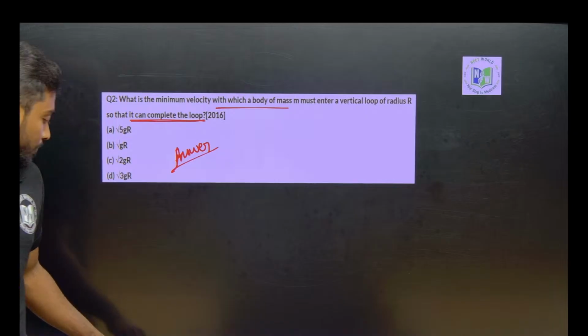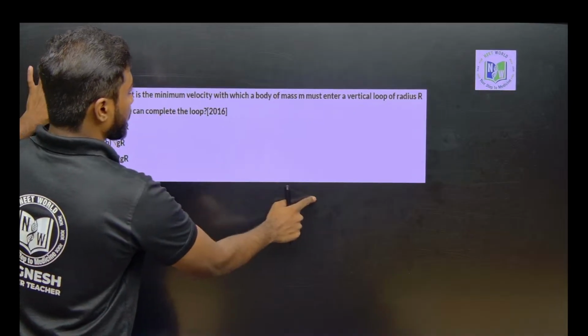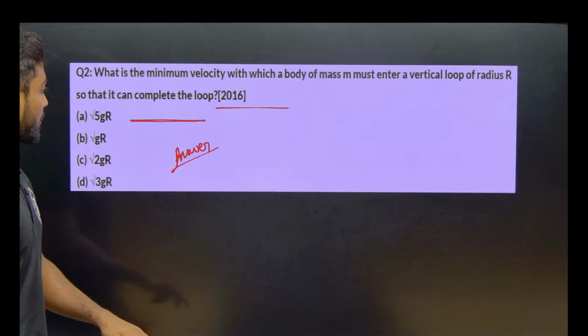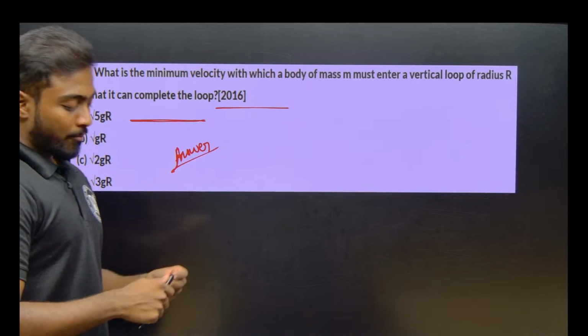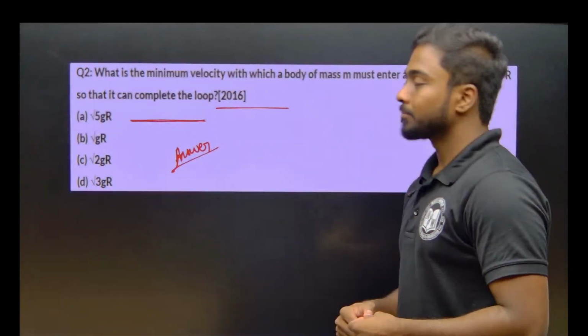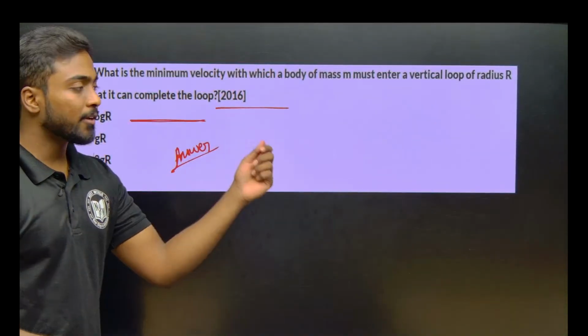Can I zoom it out? Yes. Now it's visible, I guess. Minimum velocity. It's root 5gr. Okay, root 5gr is the answer. It's the minimum velocity required to complete a circular loop.